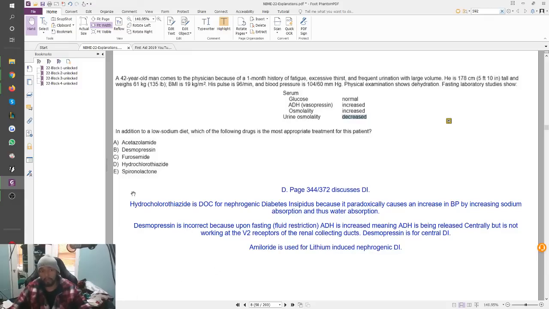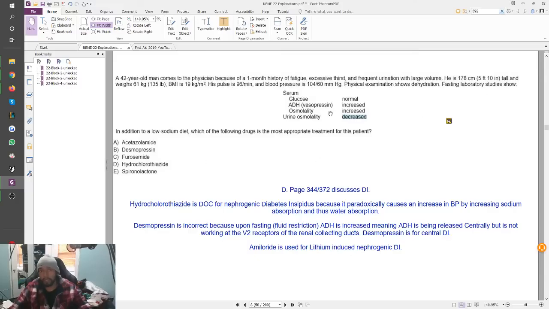Desmopressin is incorrect, which was the other answer choice, the trick answer, because upon fasting, which is fluid restriction, ADH is increased, meaning ADH is being released centrally but is not working at the V2 receptors of the renal collecting duct. Desmopressin is for central DI. Okay, amiloride is used for lithium-induced nephrogenic DI, which was not an answer choice here.